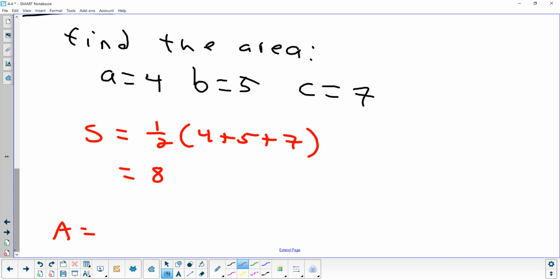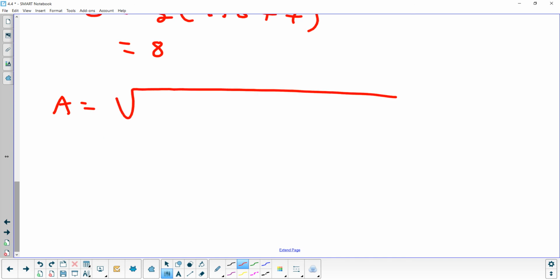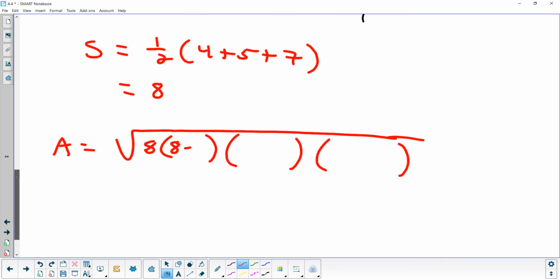All right, so area. Square root of, first thing we put down is S. And now S minus every side. All right, how about Autumn, what's A? 4. And then S minus B. How about Cassidy, what's B? 5. And S minus C. Ava, what's C? 7. Yep.